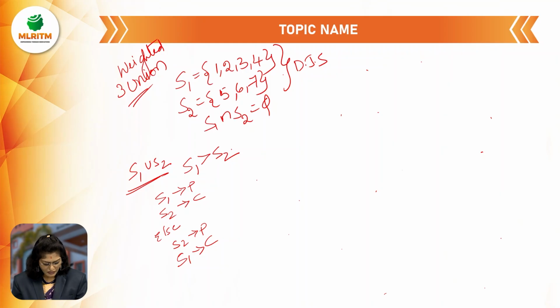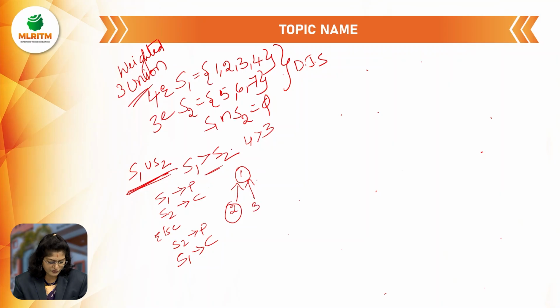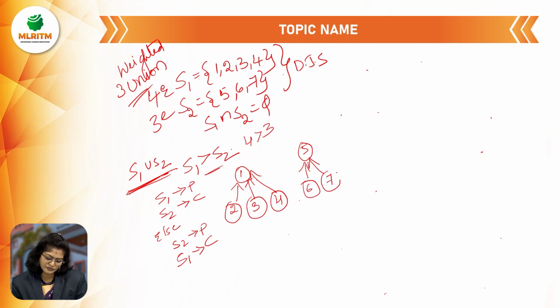So, for example, we check S1 union S2. How many elements do we have in S1? 4 elements, and S2 has 3 elements. So 4 is greater than 3. That's why S1 will become the parent and S2 will become the child. Now you make the first element the parent: for 2, for 3 also, 1 is the parent, and 4. Alright, this is the process. For S2, which one will be the parent? 5 will be the parent, and 6 and 7.